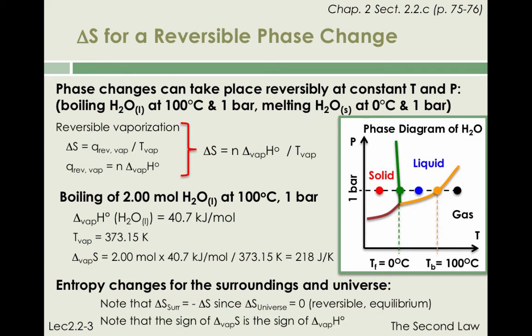Note also that the sign of delta S for a phase change is the same as the sign of the corresponding delta H. So, for endothermic phase changes, such as sublimation, melting, and vaporization, the corresponding delta S are positive, indicative that the phase change results in an increase in entropy or disorder for the substance of interest.